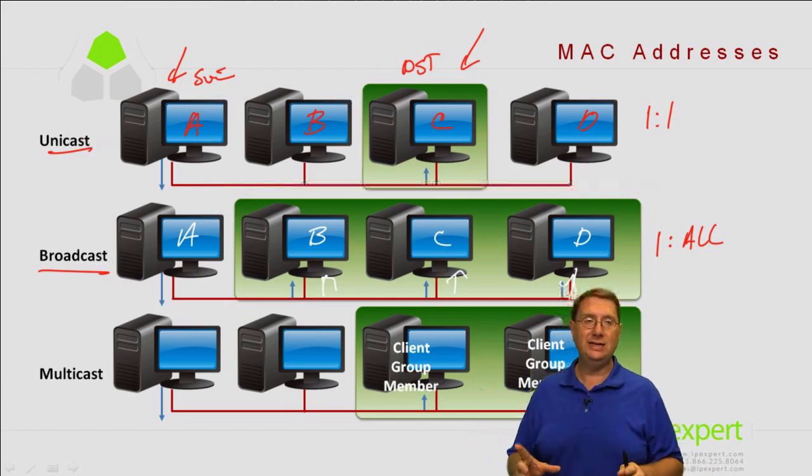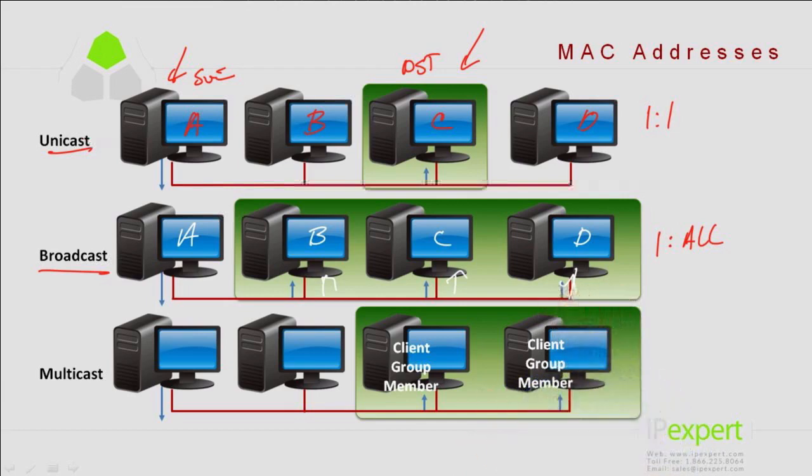In the context of sending information, if A is generating that information, it's sending it to the group address. Any device that's listening to the group address has the capability of hearing it simultaneously. In this instance, C and D are group members, which means they're configured to listen to that address, so when that frame arrives, they're going to process it.